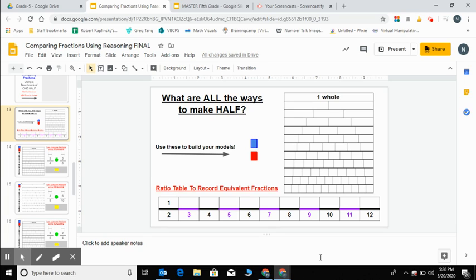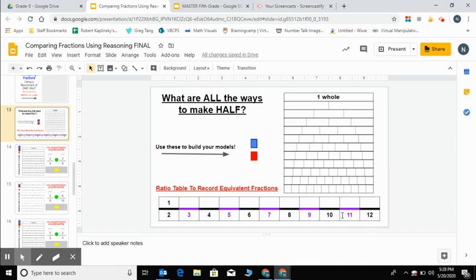All right, boys and girls, I'm going to be talking to you guys today about how you can use your understanding of half to help you compare fractions with models, and eventually without models. So in third grade, you'll always have a model, and in fourth grade, you'll be expected to use your reasoning without models. So the first step is you need to have a really good understanding of half.